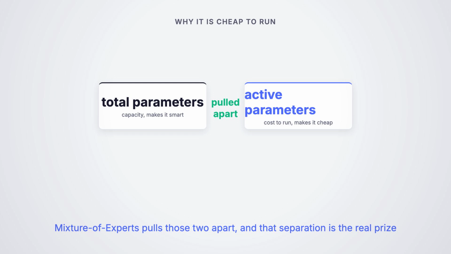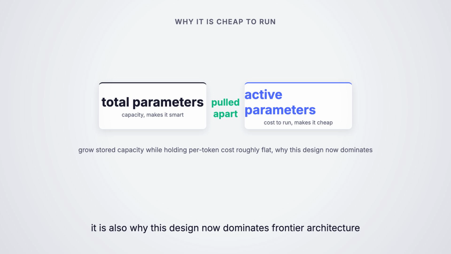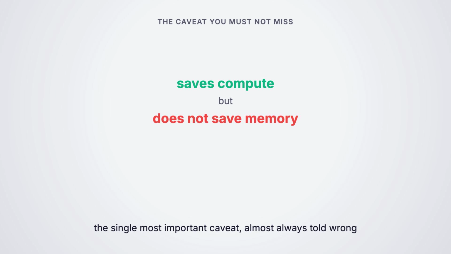It is also why this design now dominates frontier architecture. You can keep growing stored capacity while holding per token cost roughly flat. And now the single most important caveat, the thing that sounds smart but is almost always told wrong. Mixture of experts saves compute. It does not save memory.